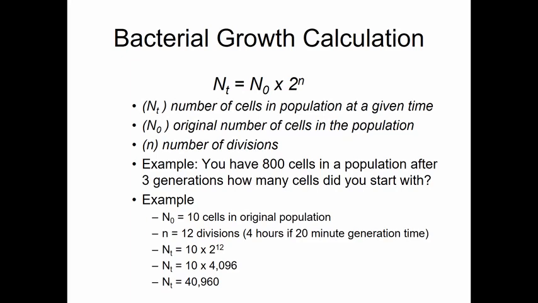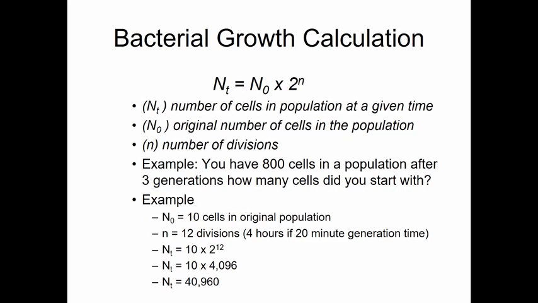We can also calculate how many cells are in a population at any given point in time. We can calculate back to the original number. We can calculate out to the final number. So the bacterial growth calculation is listed here. It's n sub t is equal to n sub o times 2 to the nth power. Please note, it's not 2 times n. It's 2 to the nth power, okay?